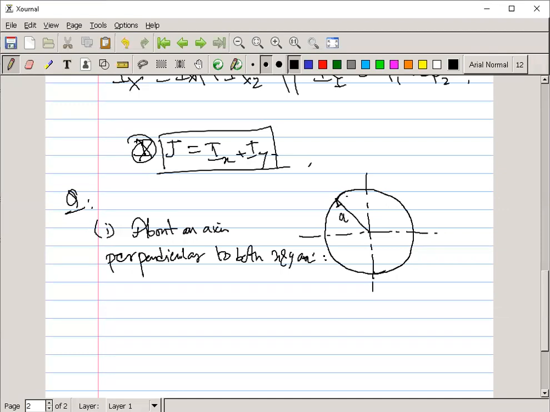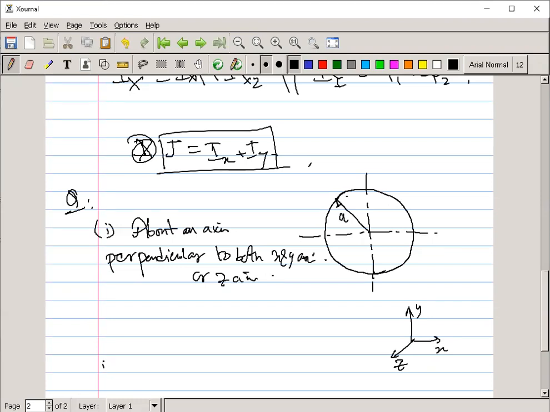Z axis, simple, right? See, if this is your X axis, this is your Y axis, perpendicular to that, that is the Z axis. So perpendicular to both X and Y, or we can say about the Z axis. Clear? So this is called the polar moment of inertia.